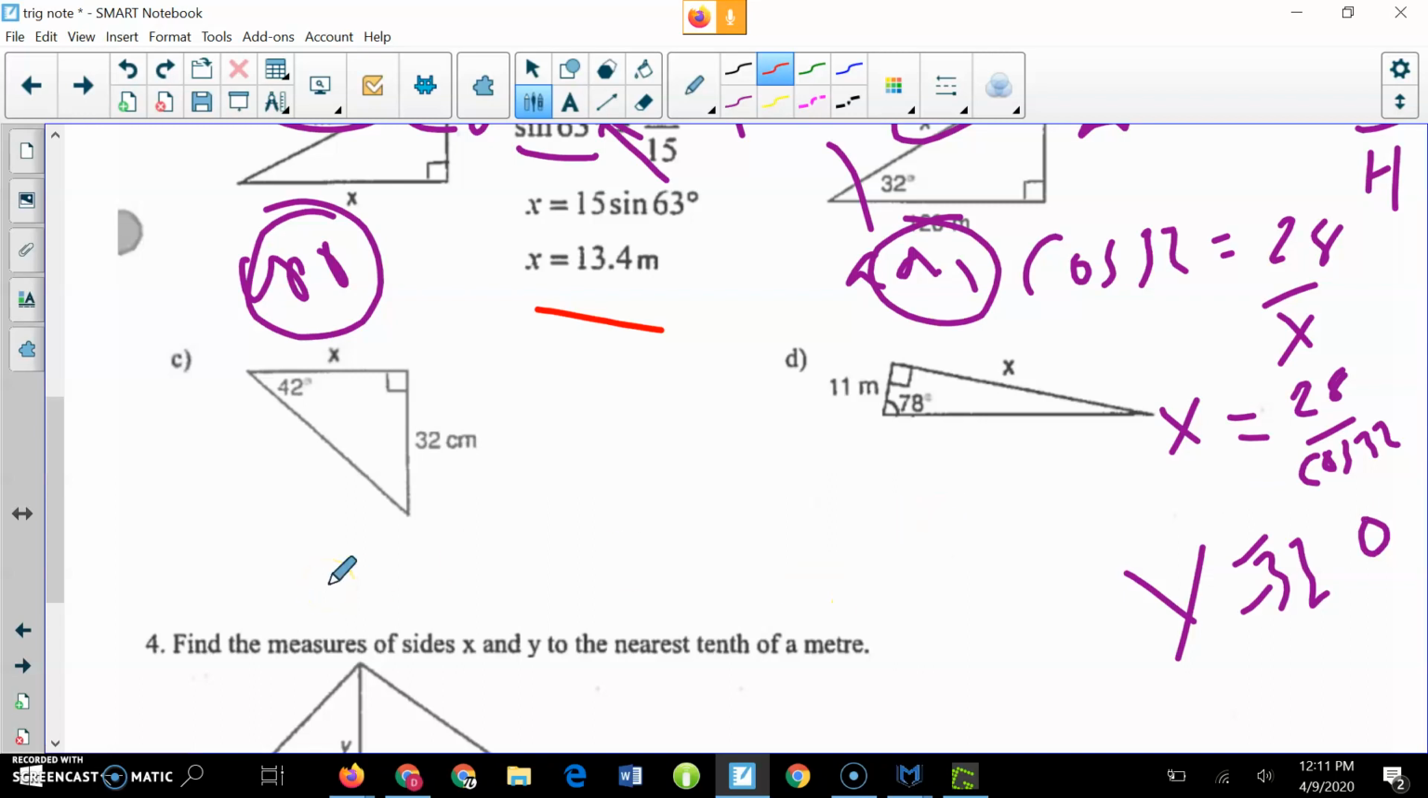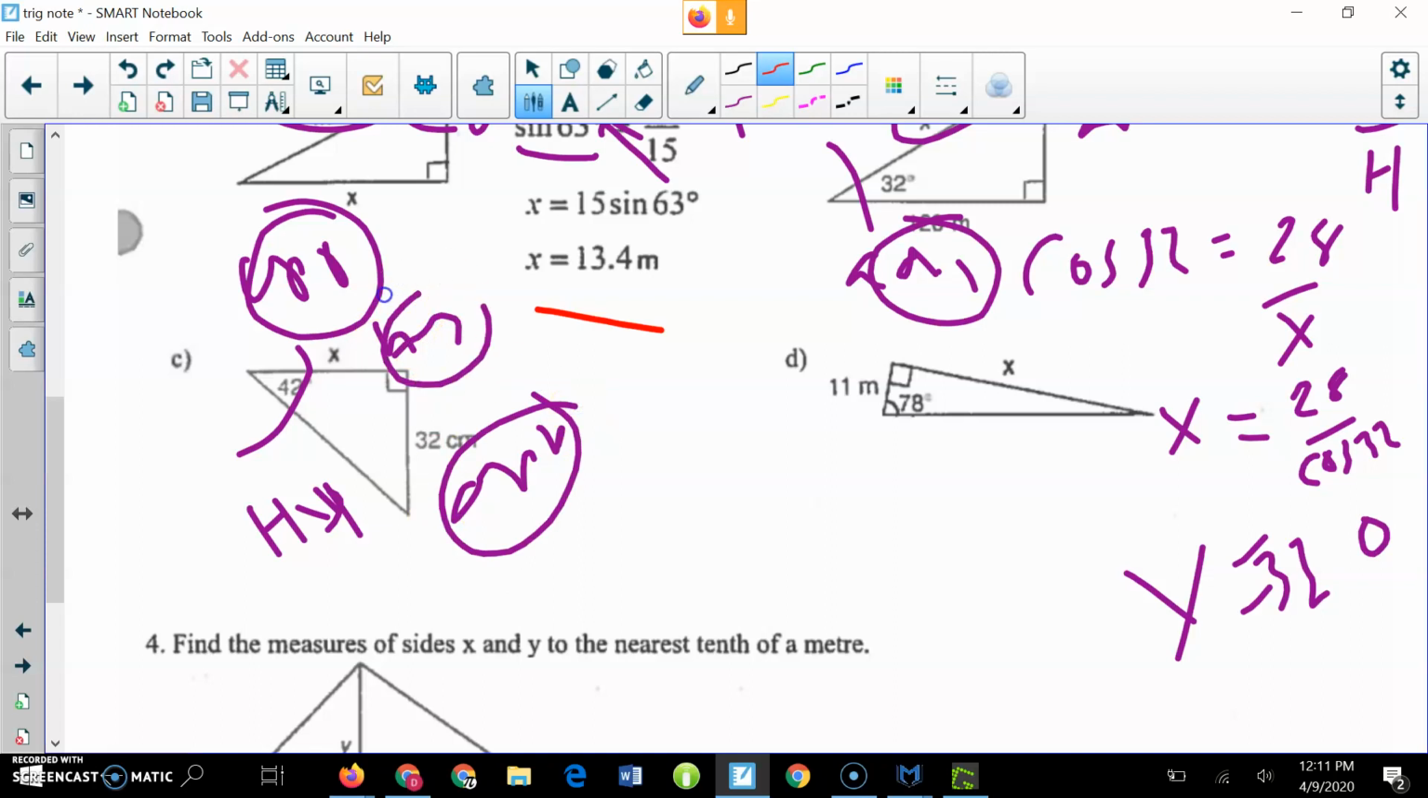Let me set these other ones up for you, okay? So let's just do one more. Let's do C here. There is the angle of interest, okay? This is hypotenuse first, opposite, adjacent. Here I have opposite and adjacent as the important ones, okay? So that's going to be O and A, that's going to be tan. So tan of 42 is equal to the opposite over the adjacent.